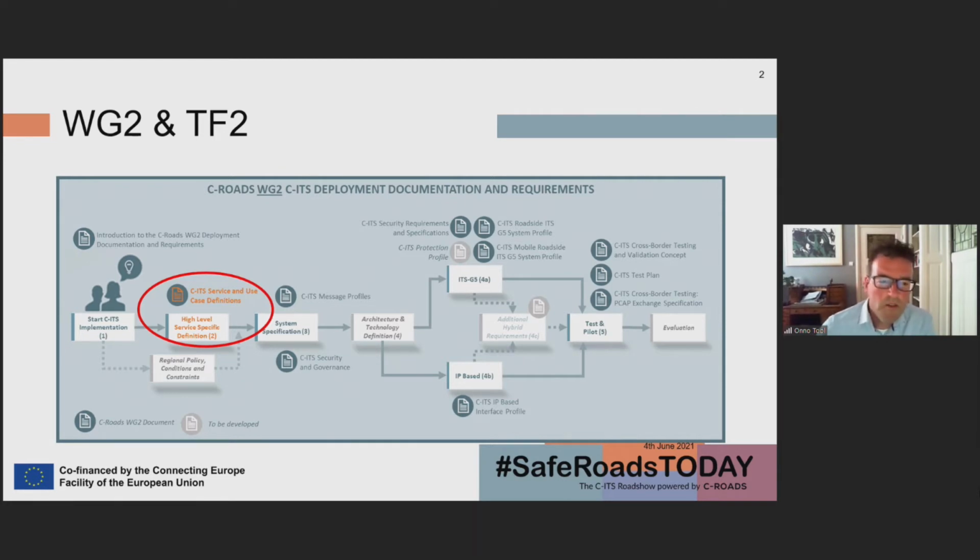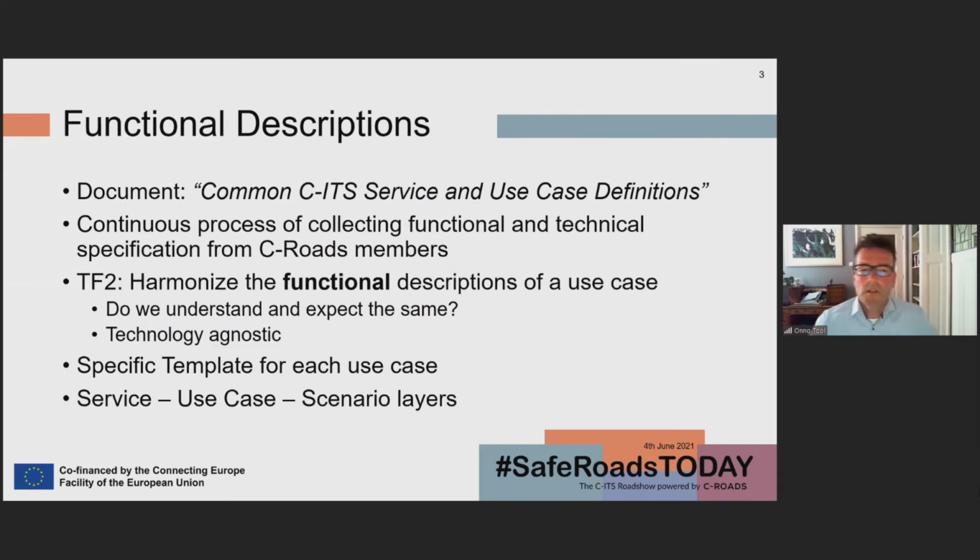It's basically the starting point after we have explained in the introduction to the C-Roads Working Group 2 documentation. All the documents, the first document is that of TF2. So what is it that we do in TF2? For us, this is a continuous process of collecting the functional and technical specifications from the C-Roads members who have implemented, tested and validated their CITS use case. Then really the work starts for TF2.